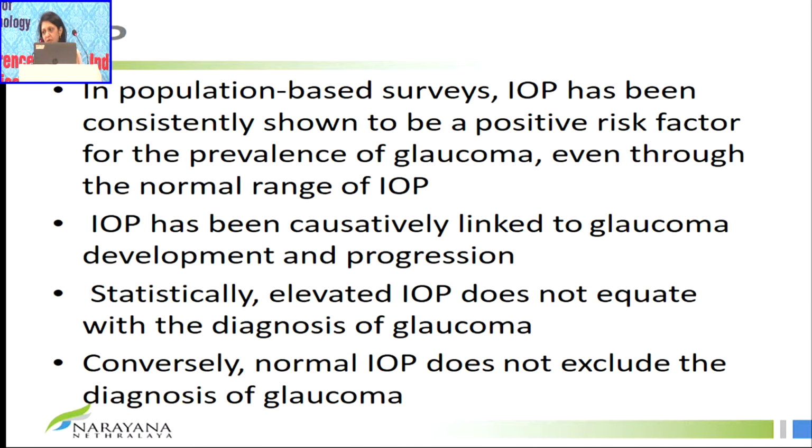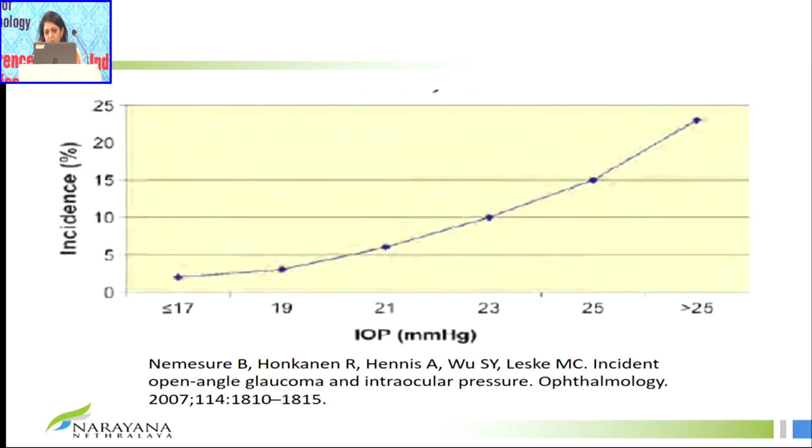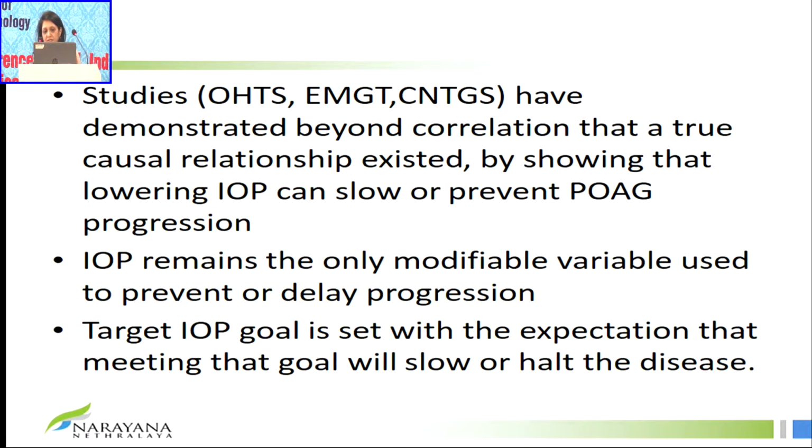Statistically, elevated intraocular pressure does not equate with the diagnosis of glaucoma. So it does not always mean that there's glaucoma. And conversely, we know that normal intraocular pressure does not exclude the diagnosis of glaucoma. But as the intraocular pressure increases, the prevalence, the incidence of glaucoma also does increase.